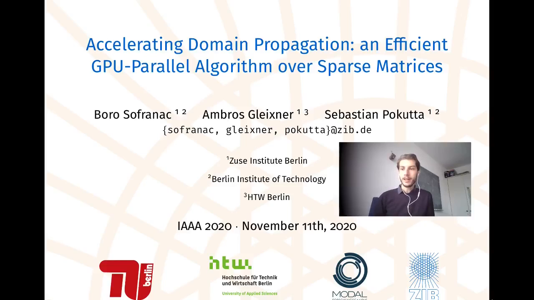Hello everybody, my name is Boro Sofrananc and today I will present you a paper co-authored by Ambros Gleixner, Sebastian Pokut and myself. The paper deals with a GPU parallel algorithm to perform domain propagation.